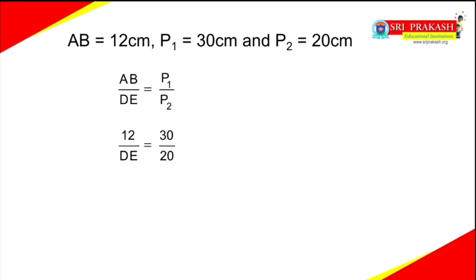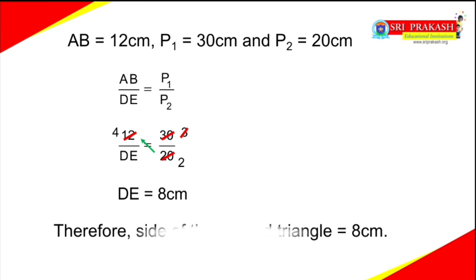Now let us cancel 30 and 20 with 10, 3 times and 2 times respectively. Next, let us cancel 12 with 3, 4 times. Now let us shift 2 from RHS to LHS. Therefore, we get the value of DE is equal to 4 into 2, which is equal to 8 centimeters. Therefore, the side of the second triangle is equal to 8 centimeters.